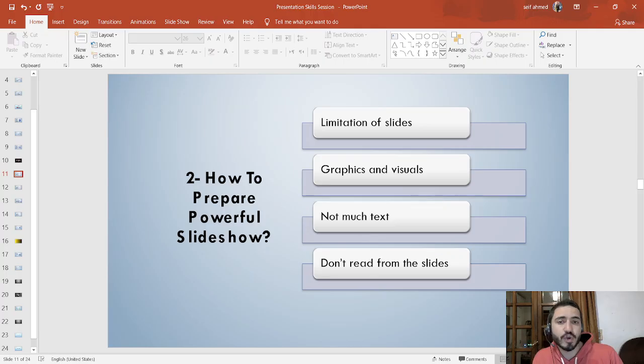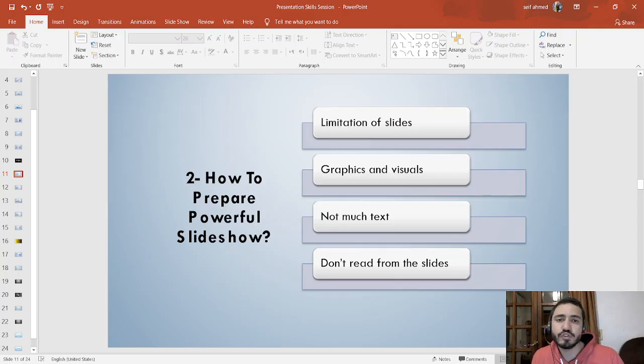You need to know how important or how deep or how complex your subject is, and based on that, you will need to limit the number of slides. The more complex your topic is, the more slides it will take. The simpler it is, the fewer slides there should be, and it will not be wise to use so many slides in a short or simple subject.